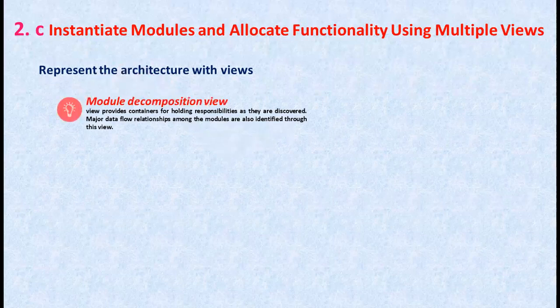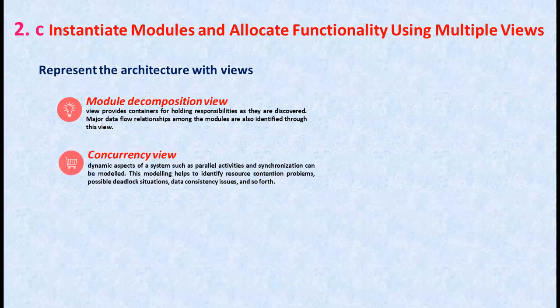So here the first one is the module decomposition view. Our discussion above shows how the module decomposition view provides constraints for holding the responsibilities as they are discovered. So here the major data flow relationships among the modules are also identified through this particular view. And the second is the concurrency view.